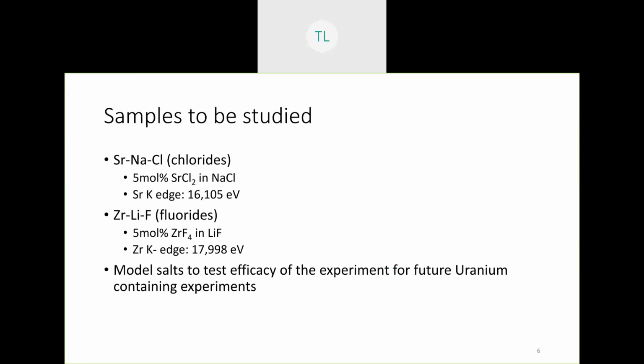The samples that we're studying are a chlorides mix, which is shown here, and a fluorides mix, which is shown here. These are model salts to test the efficacy of the experiment for future uranium-containing experiments.